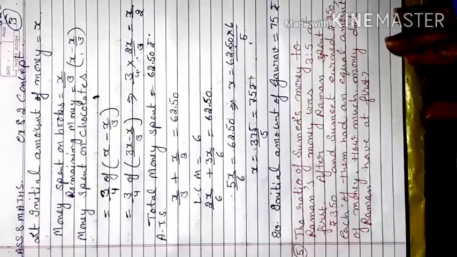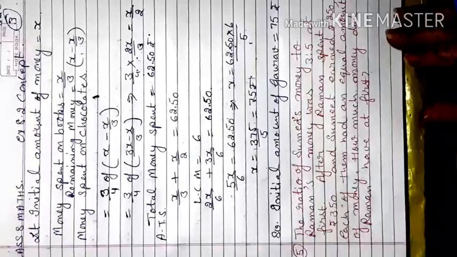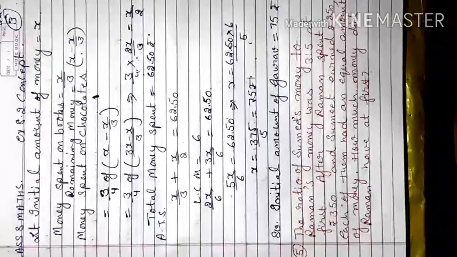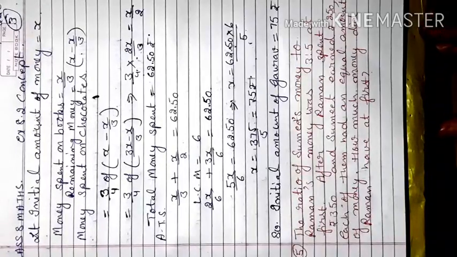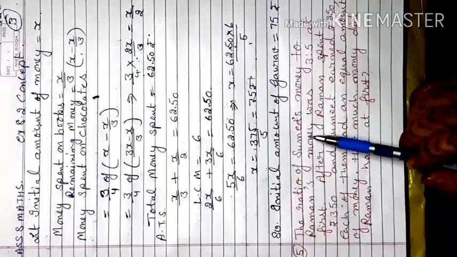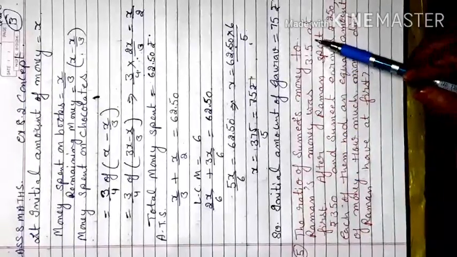Next is your fifth question. The ratio of Sumit's money to Raman's money was 3:5 at first. After Raman spent rupees 350 and Sumit earned 250, both have an equal amount of money. How much money did Raman have at first? That you have to find. Only the initial money ratio is given, not the exact money. The ratio of Sumit's money and Raman's money at the very beginning is 3:5.